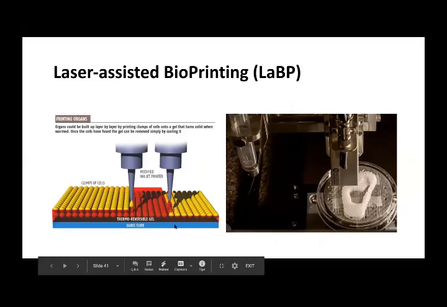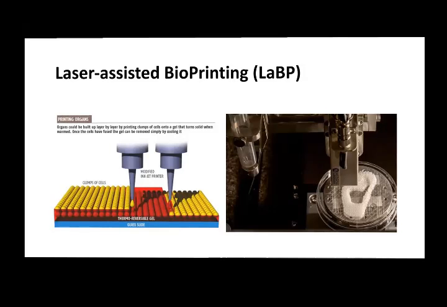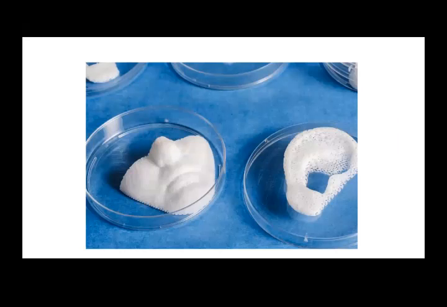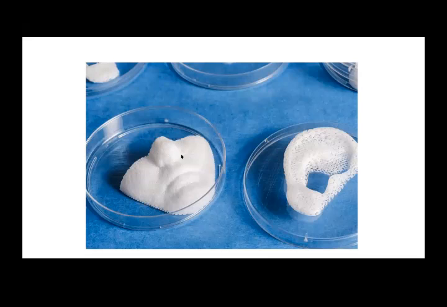But once the cells have fused, the gel can be removed simply by cooling it. Obviously, you can all make out what tissue you're going to have. This is part of the face: the lower part of the nose, the lips, cheeks, and chin. And in this, you can see it's the ear.